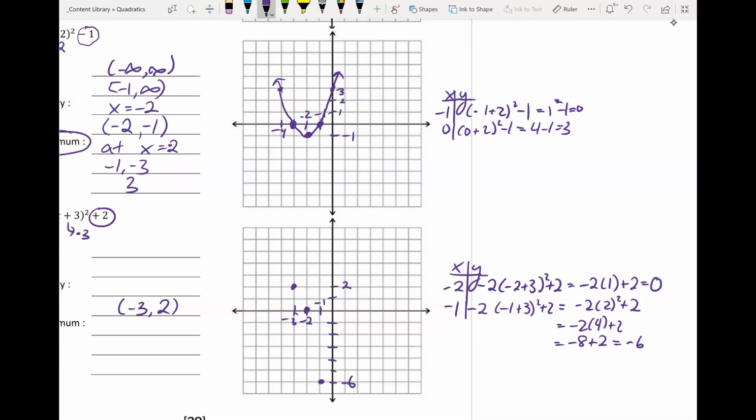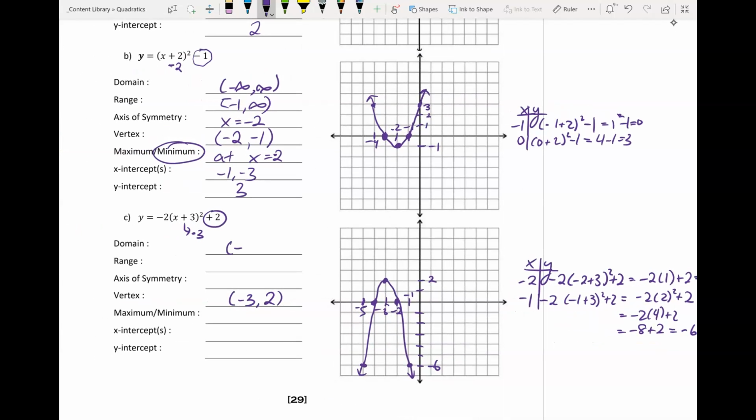And then on the other side, we know it's symmetrical, so we're going to have a point at -4, -2, as well as -5, -6. And that is our graph.